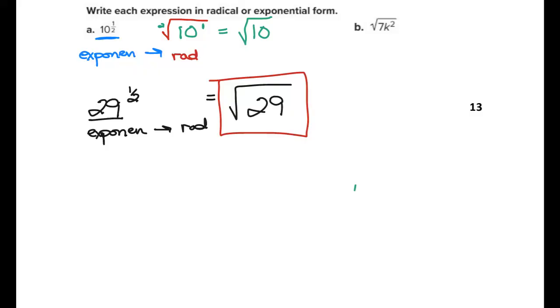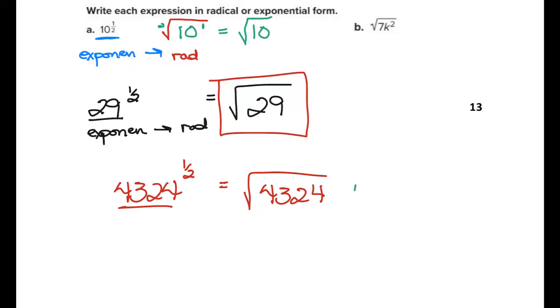No? If I have 4,324 to the 1/2 power, this whole number to the 1/2 power, that is the square root of 4,324. Period. That's it. Okay? You just rewrite the base under the radical sign.